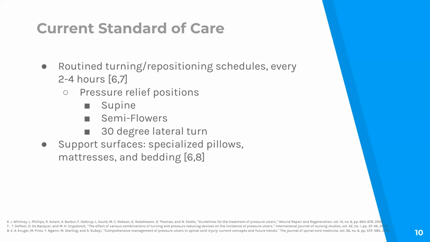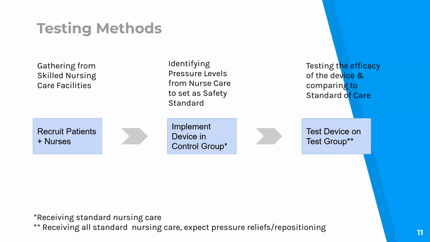Support surfaces such as specialized pillows, mattresses, and bedding are also very helpful and common to ensure a soft padded surface for the patients to lay on. So we hope that through the combination of the most common positioning, our device's horizontal and vertical tilting mechanism will allow for a nice redistribution of pressure for our patients.